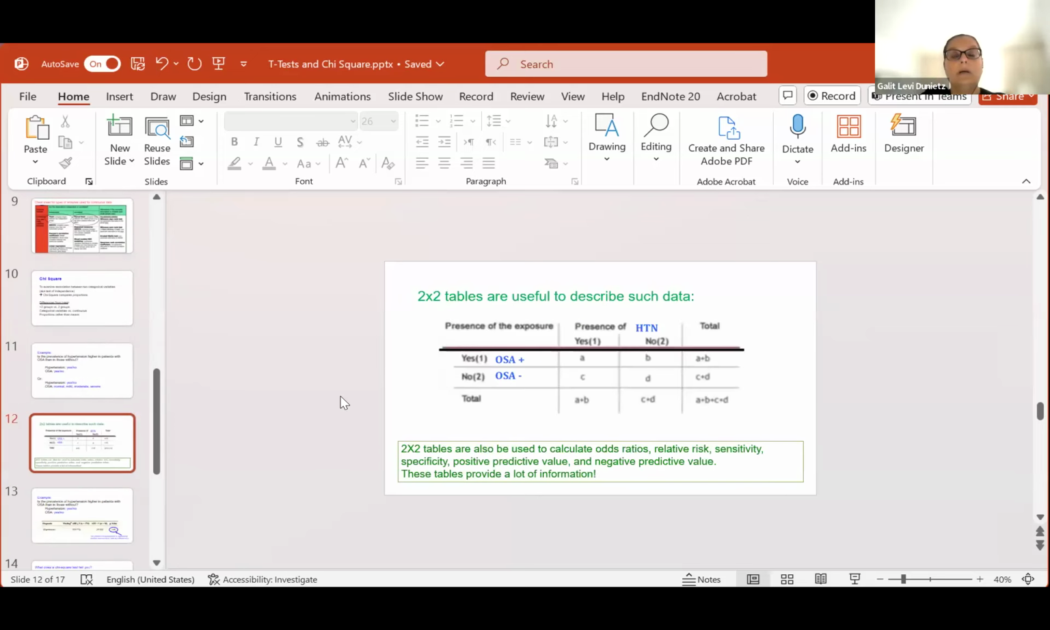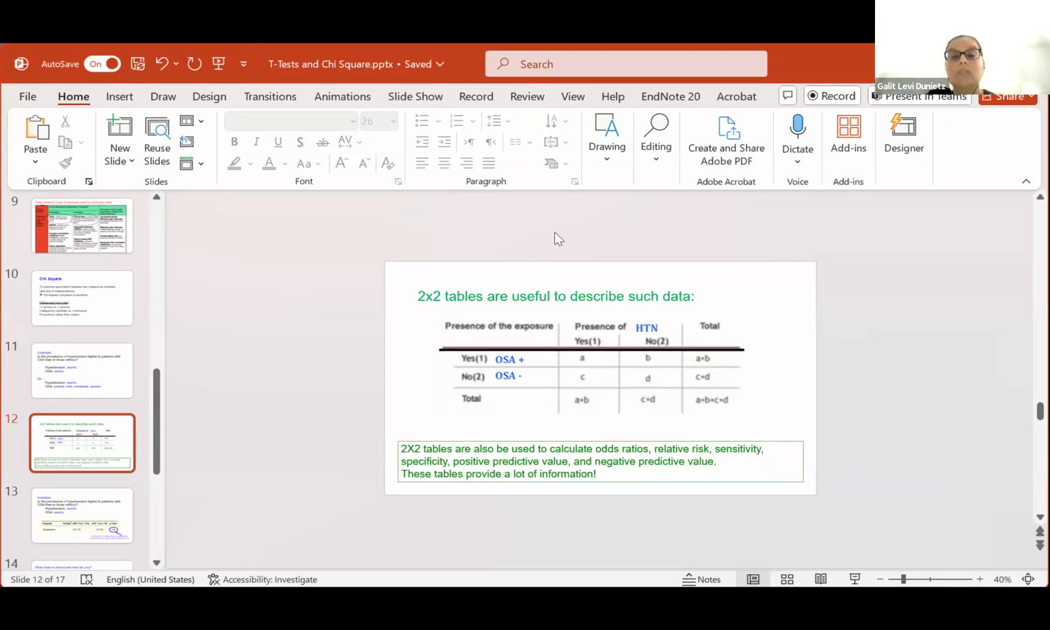So everything that we're trying to do with a chi-square can be summarized in a 2x2 table. And these tables are so useful for calculating different measures of interest. For example, we can calculate odds ratios with these, we can calculate relative risk, sensitivity, specificity, and all kinds of testing. They're a very useful way and provide a lot of information.